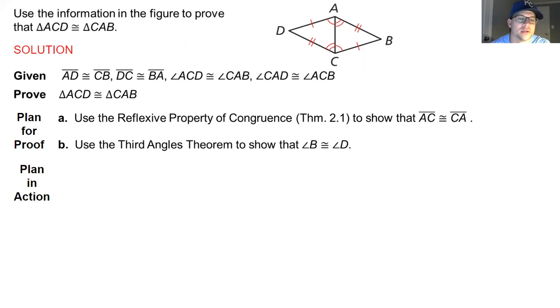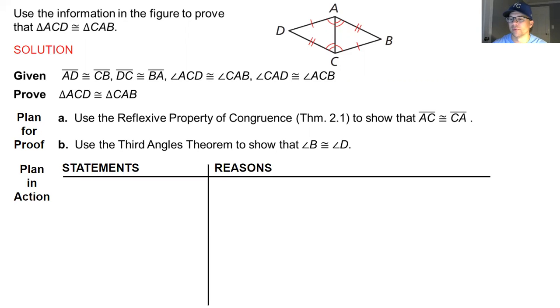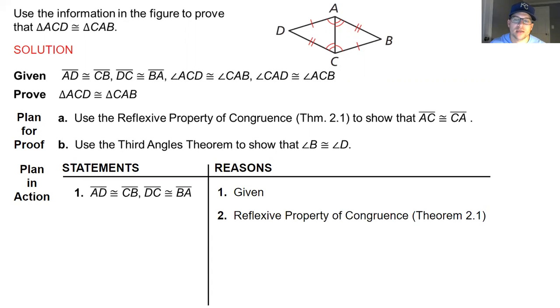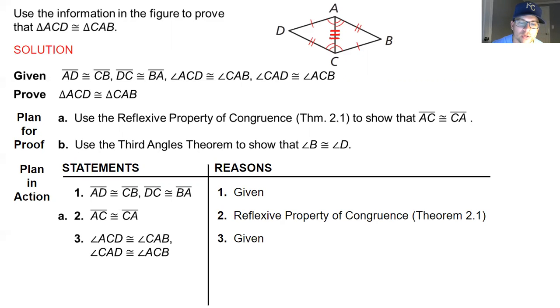So let's just kind of put that all together in our two-column proof. Remember our statements and reasons. Always start your statement with your given information. We're going to do it just with the sides first because we're going to prove the sides. So then we're going to use and introduce our reflexive property that we have AC and CA are congruent. So based on those three, we're going to move on to the angles as our given information, and then talking about our third angle theorem.